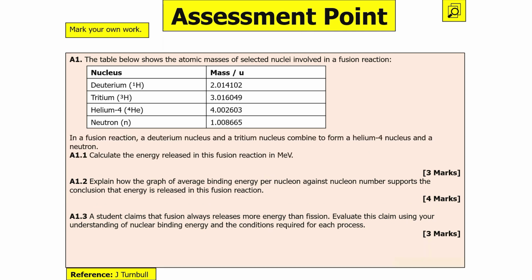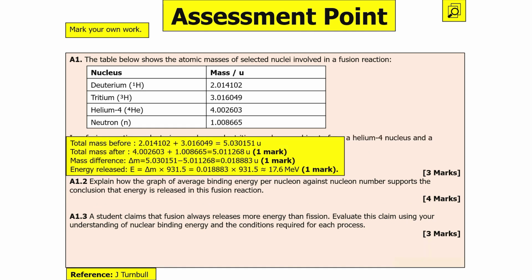Right, in our first one, we work out the total mass before. So we add up the values of the deuterium and tritium and we get 5.030151 U. We find the total mass after by adding the helium and the neutron to get 5.011268 U. We find our mass difference by subtracting one from the other, so 0.018883 U. We then multiply by 931.5 to get into MeV, which is 17.6 MeV.